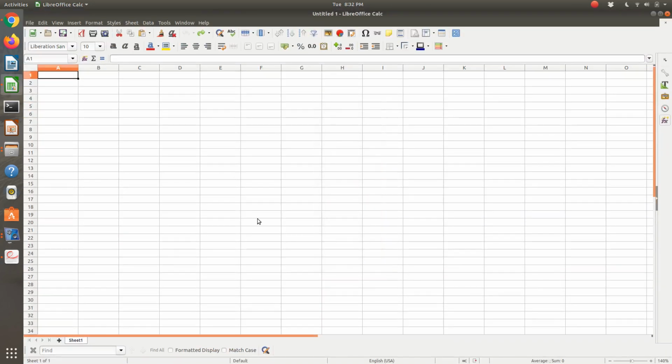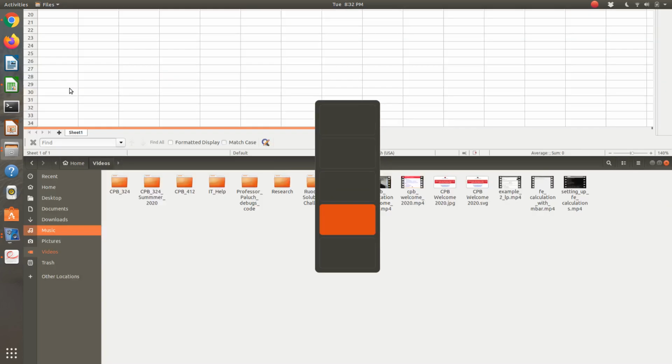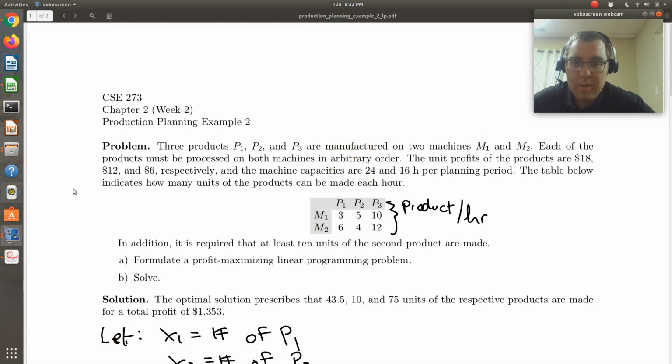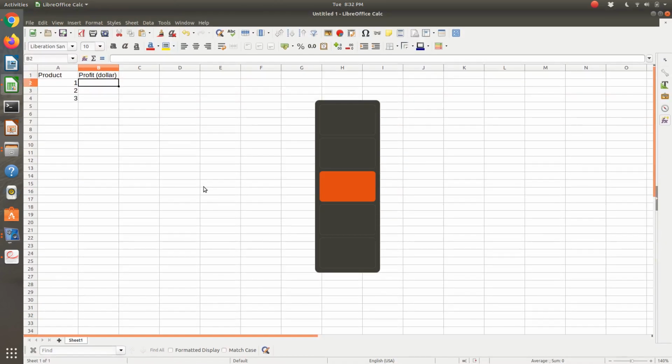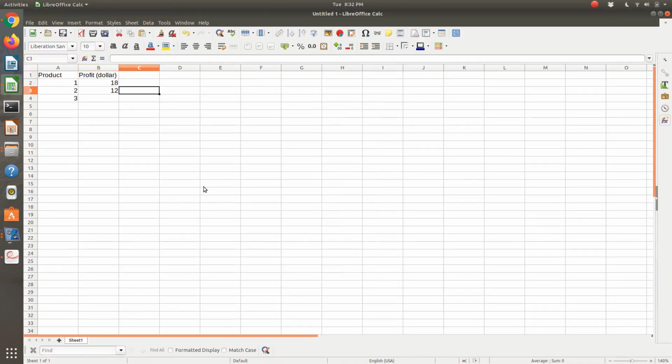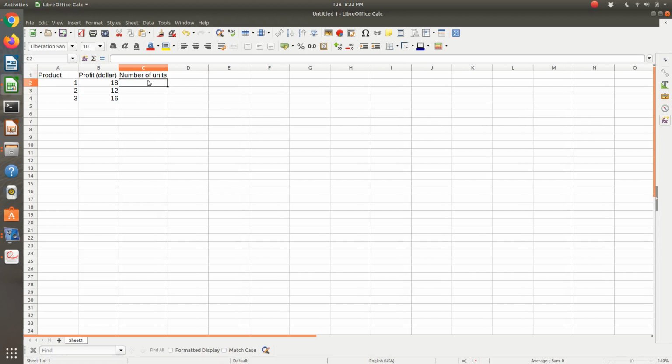All right, so in my spreadsheet, let's see. So I'm going to create a column for my product. Okay, so we had 3 products. Okay, and then in terms of profit in dollars, going back, profit in dollars was 18, 12, and 6. Okay, and you could set this up any way you want, but then let's do number of units. Okay, so the number of units is what we're trying to solve for. Remember, number of units was variables x1, x2, and x3.